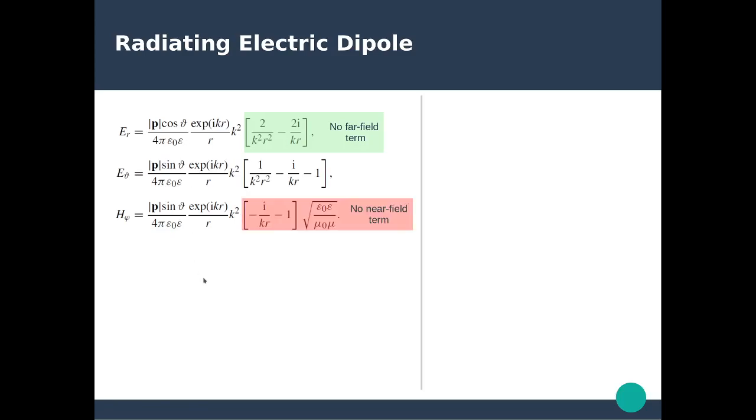On the other hand, if you look at the magnetic field component, the angular component, you have a 1 over k r squared. So you have the kr here, the r here. You have 1 over k r squared, which is the intermediate field, and therefore there's no near field in this term. So there's no near field present in this magnetic component.